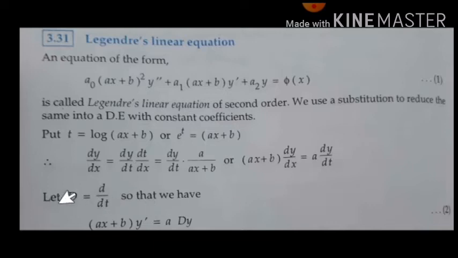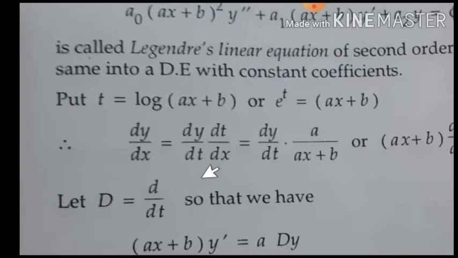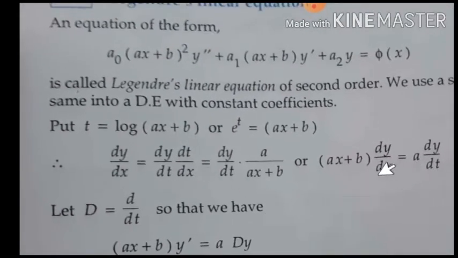So if I write it using the differential operator, what will I get? Ax plus b dy by dx, if I write it as y dash, the right hand side will become a into capital D into y. So with this substitution, you understood that in this equation, ax plus b into y dash can be substituted as a into capital D into y.